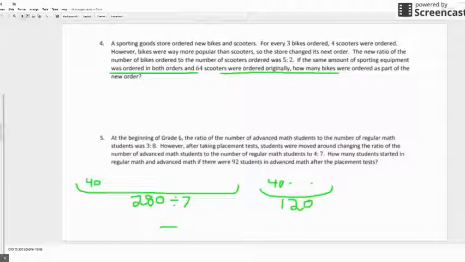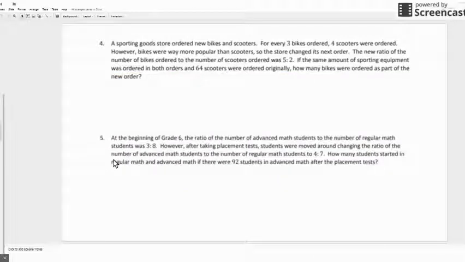3 and 2, and go ahead and work on 4 and 5. And we'll discuss these in class in just a moment. So go ahead and stop the video and go ahead and move on, please.